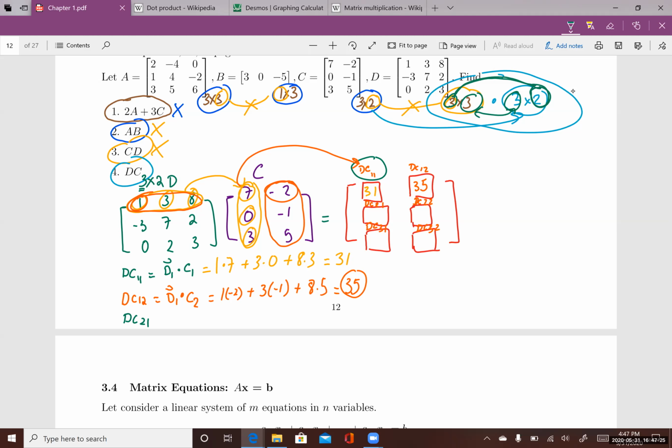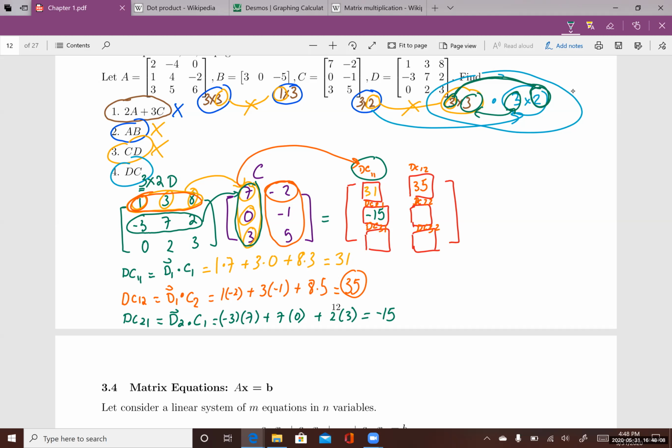Let's go to the next one, DC21. For DC21, you use D2, the second row of D, and dot product it with C1. So the second row of D is here, and C1 is still here. So you can multiply it. You get -3 times 7 plus 7 times 0 plus 2 times 3, which is 6. -21 plus 6 is -15.